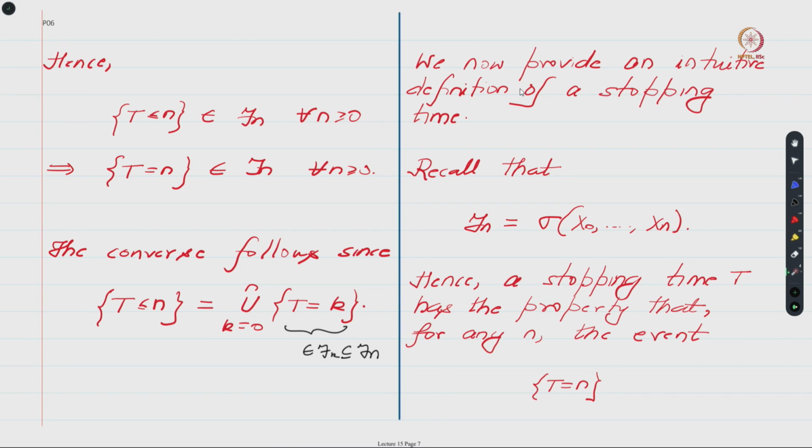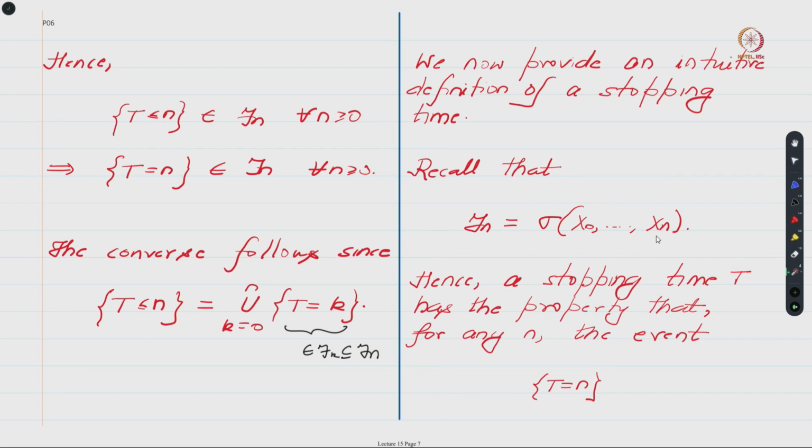So now what we will do is we will look at an intuitive description of a stopping time. Is that okay? Recall that typically we define F_n to be the sigma field that is generated by X_0 to X_n. This could also be some given filtration, which need not be this, but could be different or more elaborate than this, but this is the typical sigma field that we consider.